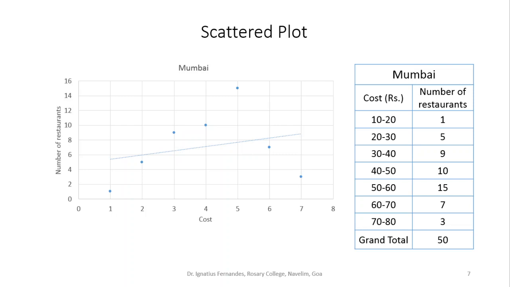In scatter plot, I no longer draw a bar. The first frequency was 1, so accordingly I just mark a point here at 1. The second frequency is 5, so I mark a point at 5. Next frequency is 9, so I mark a point at 9. The height is 9, and so on. So I draw a point based on the frequency here. I mark points here. And then instead of writing 1, 2, 3, you can also say 10 to 20, 20 to 30, and so on. And the last will be 70 to 80. So this is called a scatter plot.